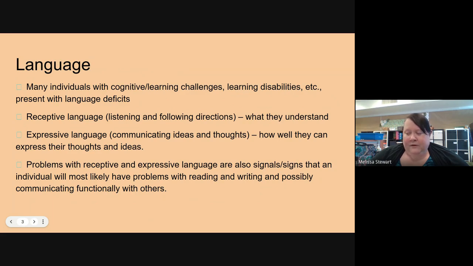These are also signals or signs that in the future we may have problems with reading and writing and possibly communicating functionally with others. And that's what we're going to focus on today, the ability to communicate functionally, and how can we help our students and children develop and use those functional communication skills to the best of their ability.